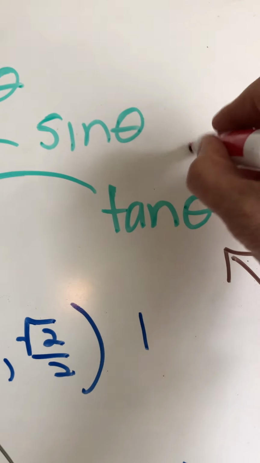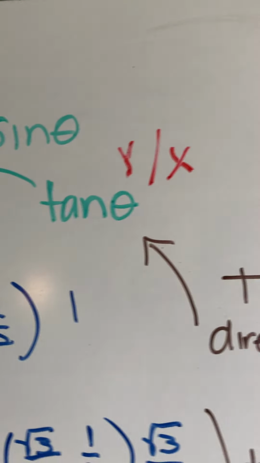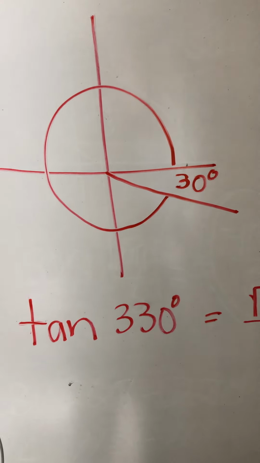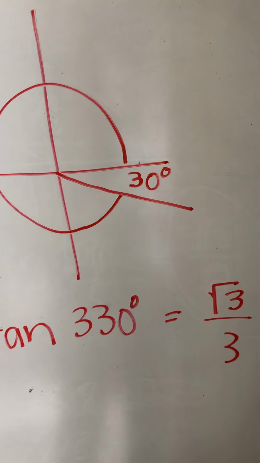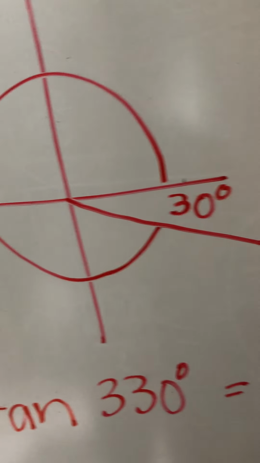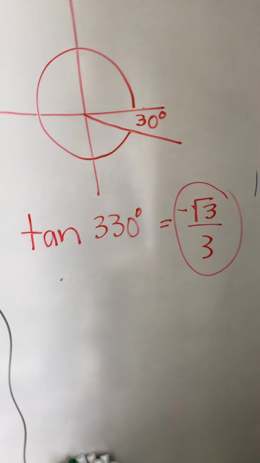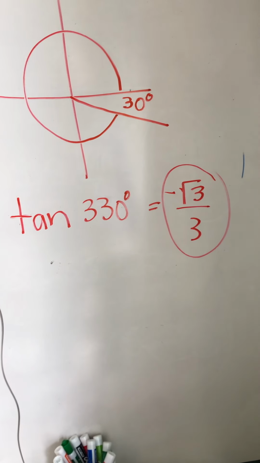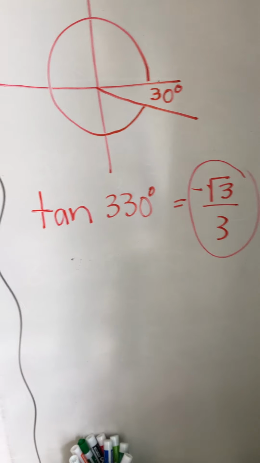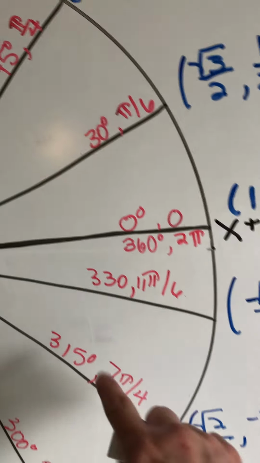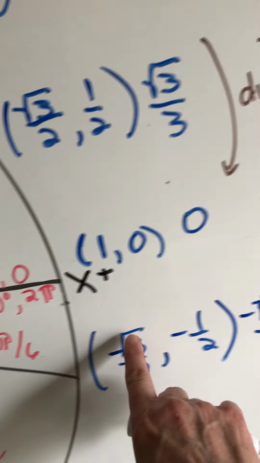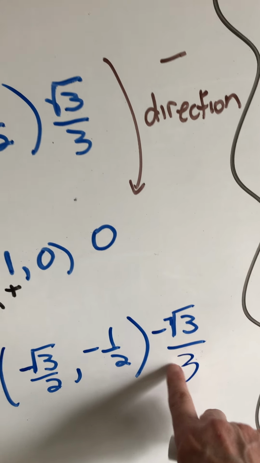Back here we said that tangent is actually y over x. There we go. Let me take a look. In the fourth quadrant, y is negative and x is positive. So a negative divided by a positive is a negative. Here's my final answer. Tangent of 330 degrees is a negative square root of 3 over 3. Let's go look. 330 degrees, right? And here is our tangent. We are correct.